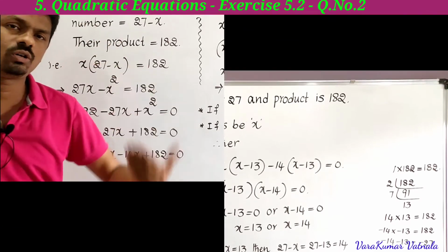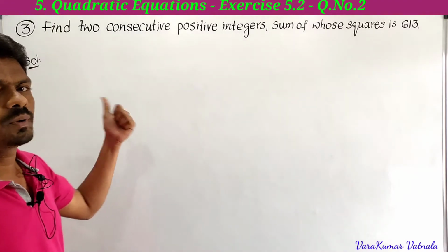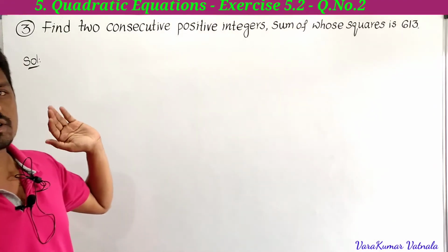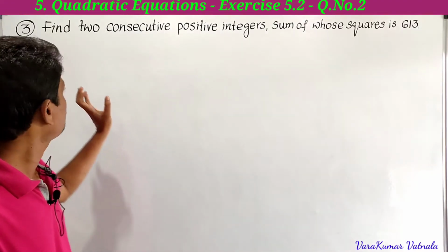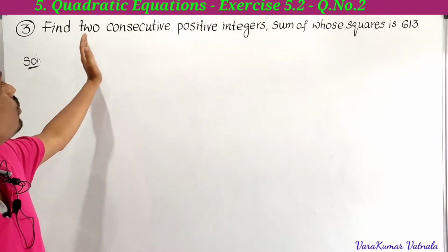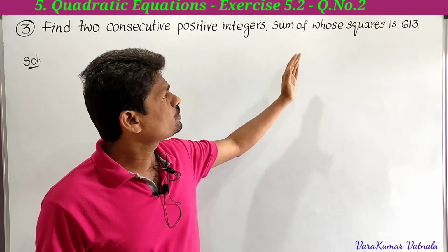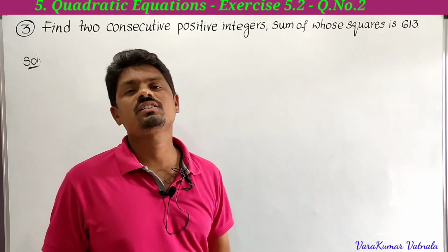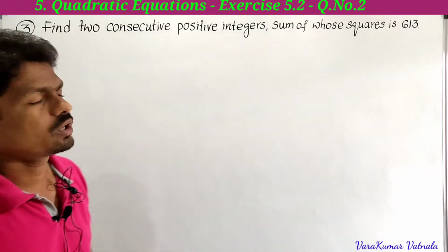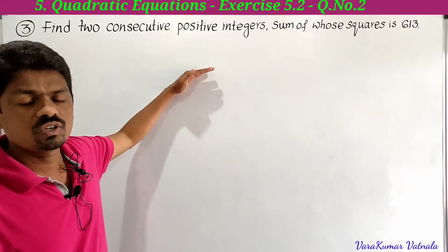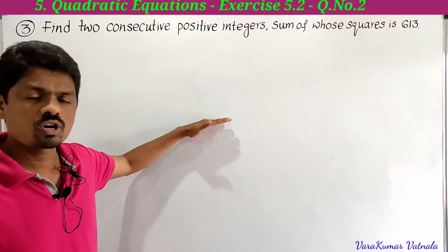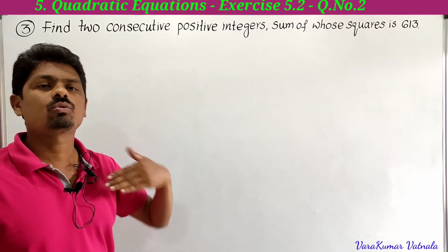Next we have to solve the third problem. This is the third problem from the 5.2 exercise. See here what is given. Find two consecutive positive integers, the sum of whose squares is 613. So again from the given situation, first we have to form a quadratic equation, then we have to solve.